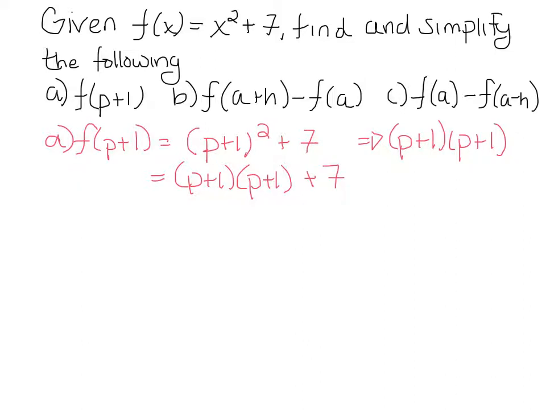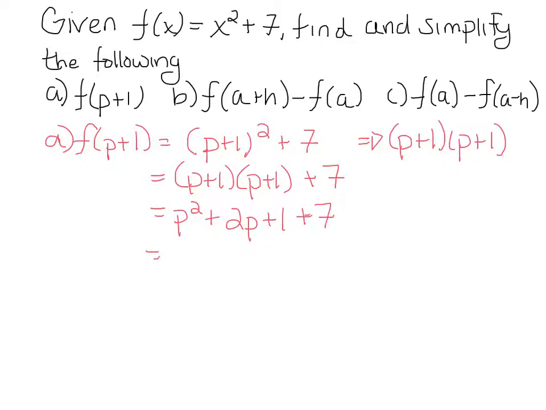Now we'll need to use FOIL to multiply p plus 1 times p plus 1. I'm going to skip that middle step of multiplying everything out. So I'm just going to give you the final answer when you multiply p plus 1 times p plus 1. After you simplify everything, p plus 1 all squared is p squared plus 2p plus 1, plus the 7.